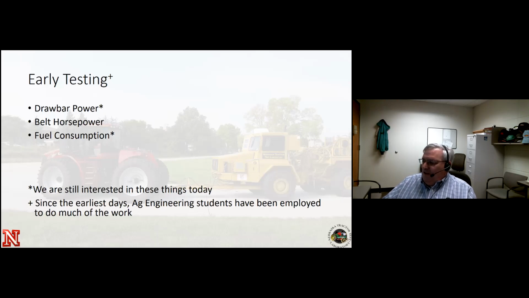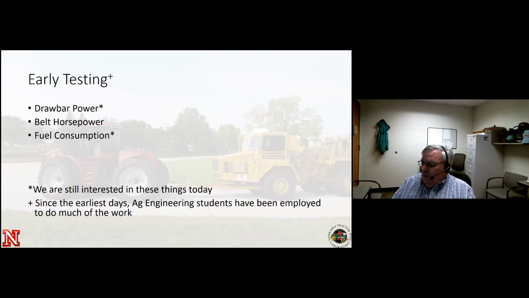So what did we test in the early days? We looked at drawbar power. All of these tractors had flat belt drives, so we looked at belt horsepower, and we looked at fuel consumption right from the beginning. So the drawbar power and fuel consumption tests are still conducted today.